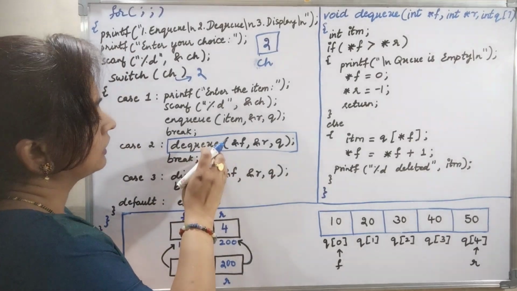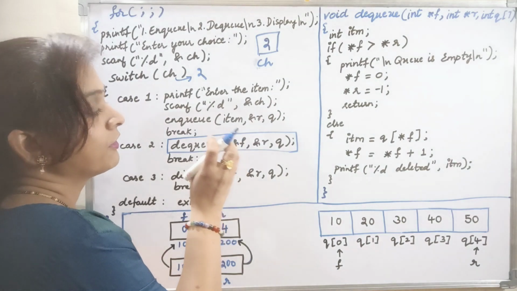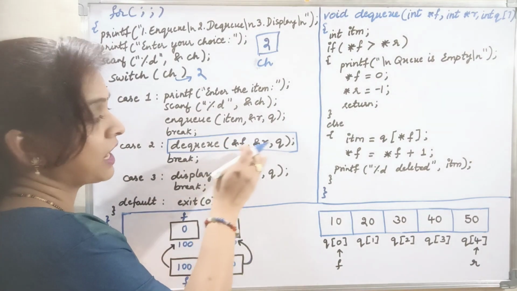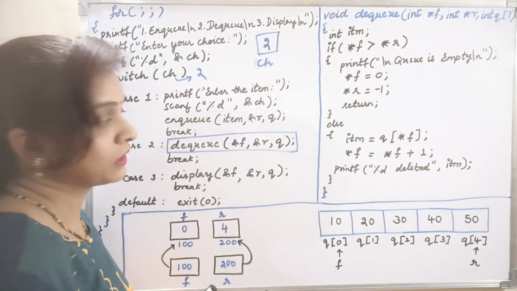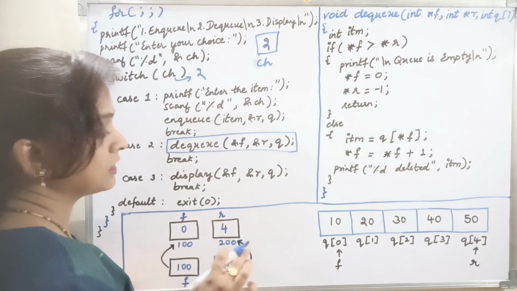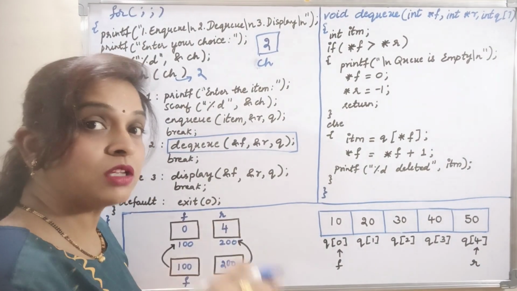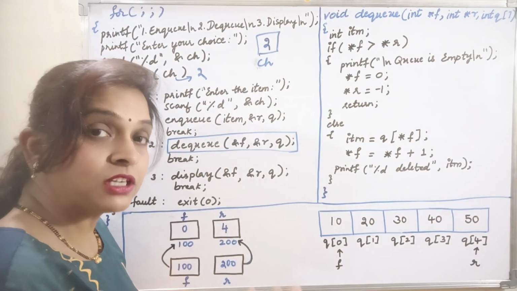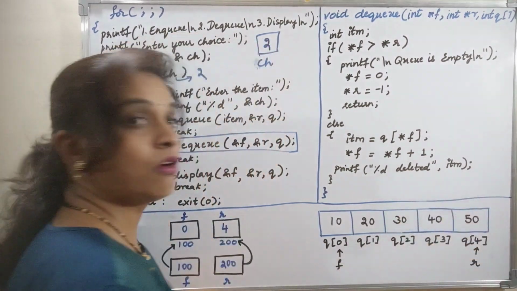Here in the Dequeue, we need to pass the reference of the variables front and rear as well as the array, that is queue. So we have the front and rear. So front is 0 and r, it was -1, but after the Enqueue operation, it has incremented and r is now 4.